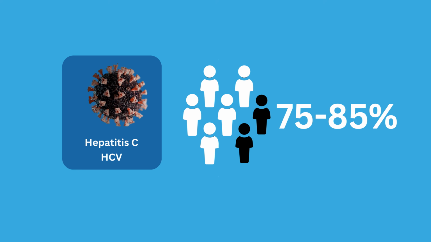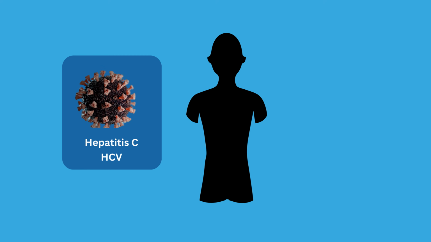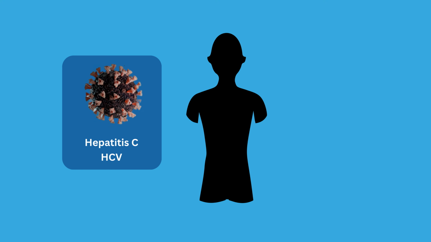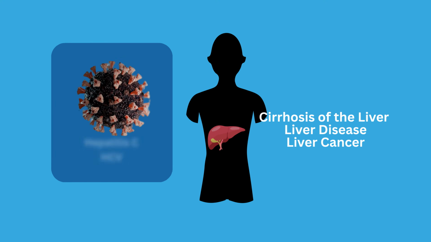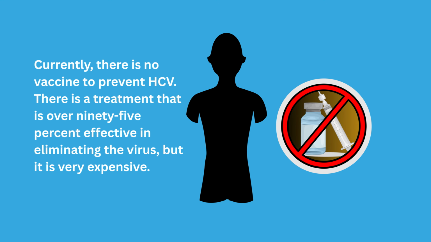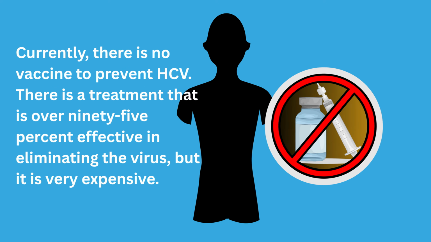Most chronic sufferers have few symptoms initially, or for many subsequent years. However, those infected are at a high risk decades later to develop cirrhosis, liver disease, or liver cancer. Currently, there is no vaccine to prevent HCV. There is a treatment that is over 95% effective in eliminating the virus, but it is very expensive.